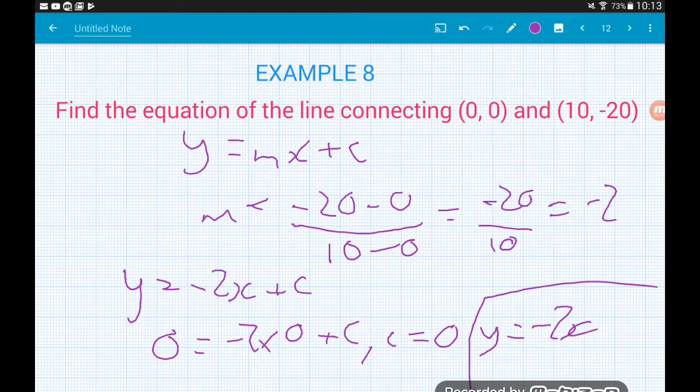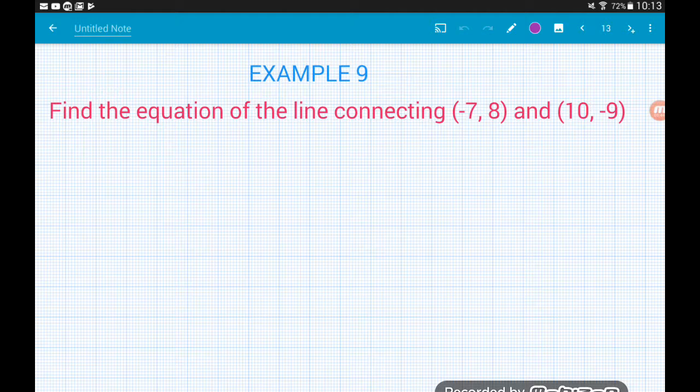Now again, if we check that against our coordinates, when x is 0, y is supposed to be 0. So y is equal to minus 2 times 0. Yes, that is indeed 0. When x is 10, y needs to be minus 20. So y would equal minus 2 times 10, which is indeed minus 20. And then the 9th and final example for this video.